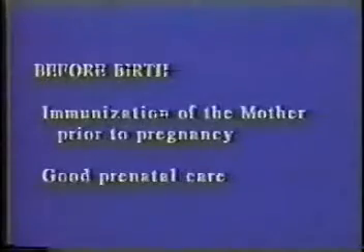Preventable forms of developmental disabilities can occur before birth, during birth, and after birth. Ways to prevent developmental disabilities before birth can include immunization of the mother prior to pregnancy. Good prenatal care can also prevent many forms of developmental disabilities, especially those related to premature births, improper nutrition of the mother, medications, alcohol, or drugs taken by the mother during pregnancy.